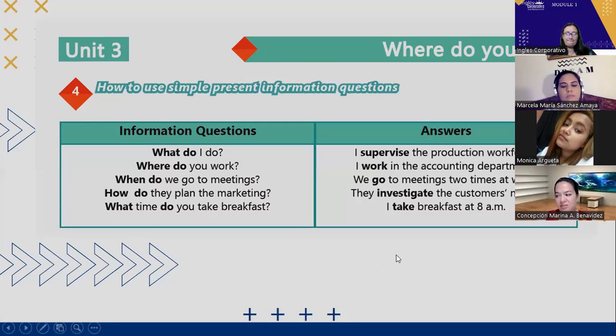Yo tenía una duda. Cuando decimos una hora, que yo digo, por ejemplo, 6 a.m., ¿es correcto o es correcto decir 6 o'clock? Depende. Si usted dice 6 a.m., lo que está diciendo es que es a las 6 de la mañana. Si dice 6 o'clock, está diciendo que es a las 6 en punto. Ahí podría ser a.m. o p.m., o podría ser in the morning o in the afternoon.